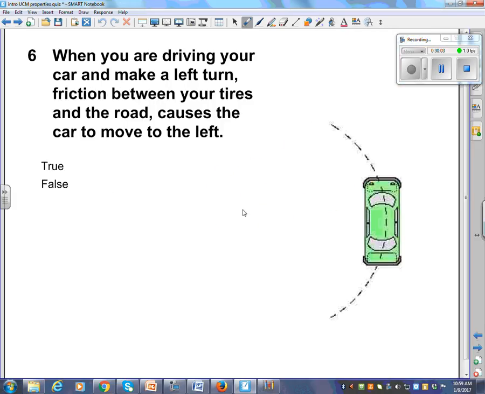When you're driving your car and you make a left turn, friction between your tires and the road causes the car to move to the left.